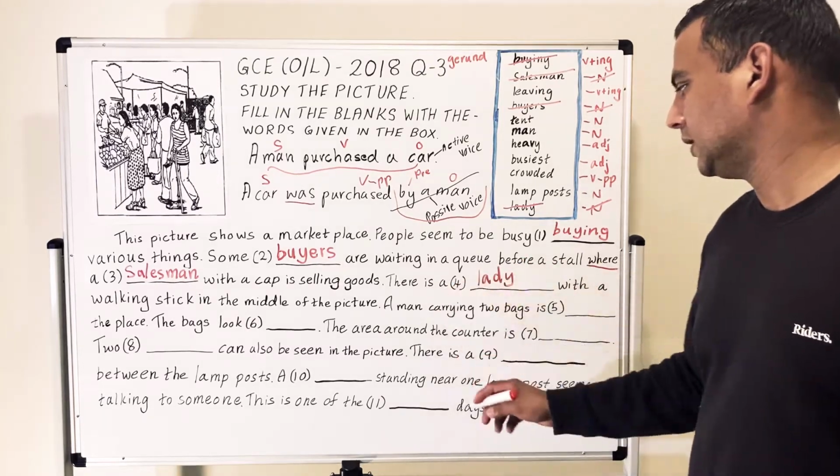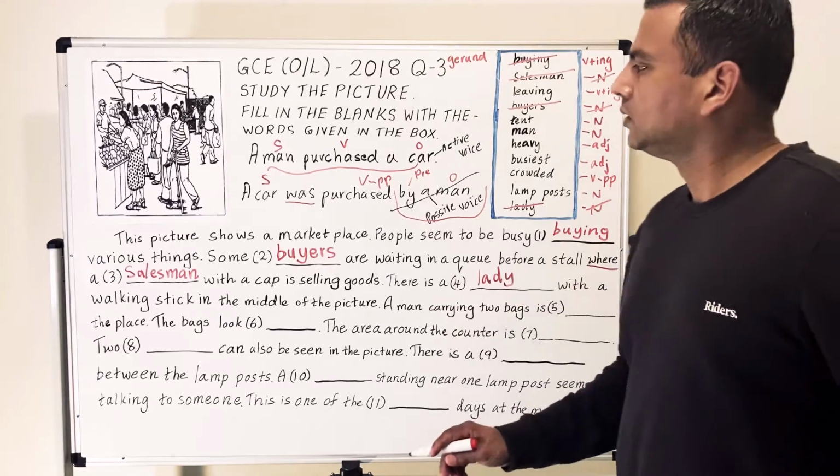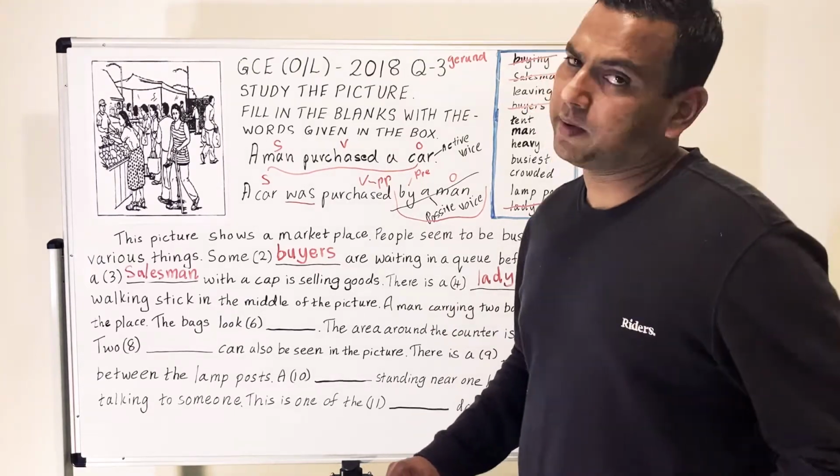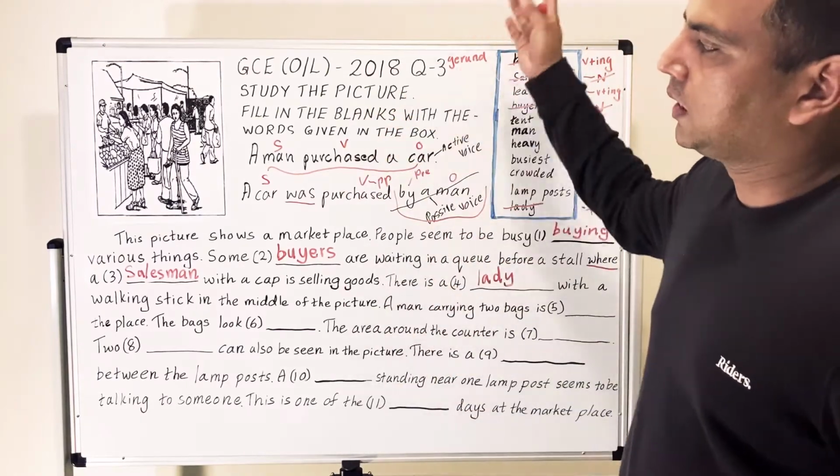Okay, so let's go to the next sentence. A man carrying 2 bags. Okay, so it talks about a man. So can you see a man at the right extreme? There's a man, okay, who is just walking away from the crowd carrying 2 bags.